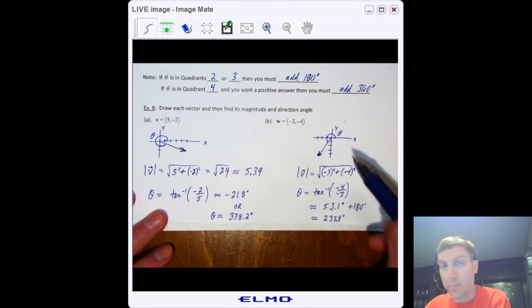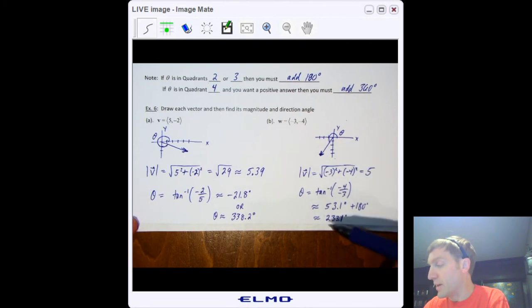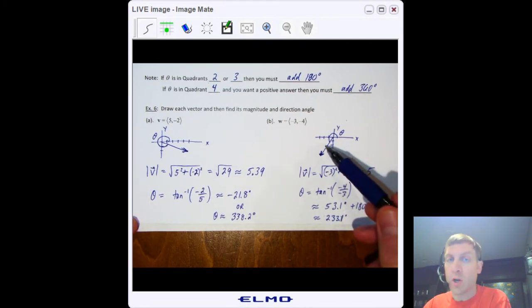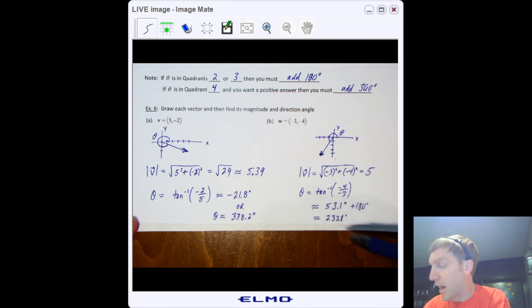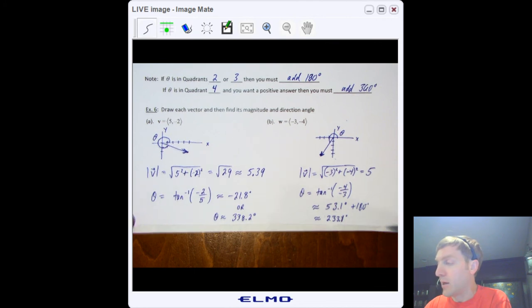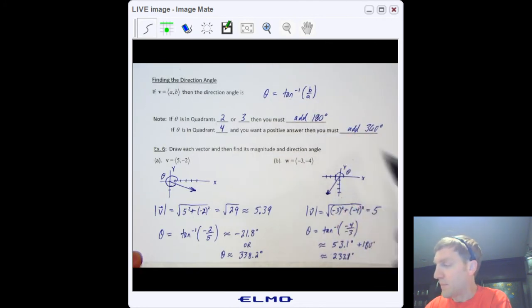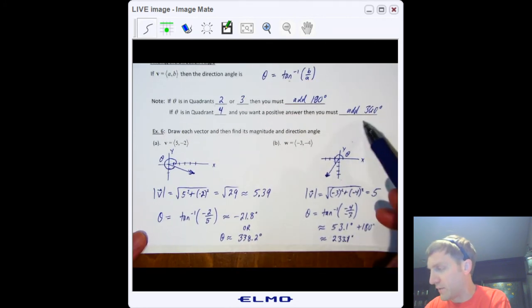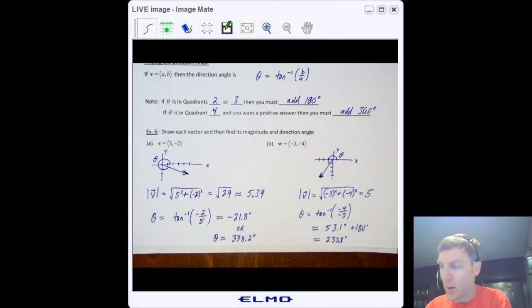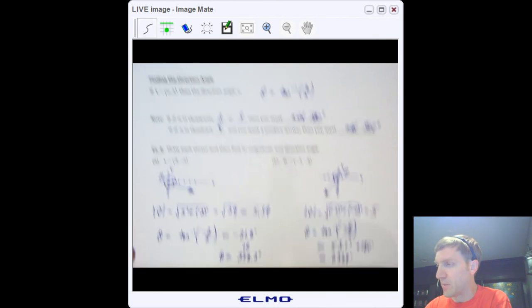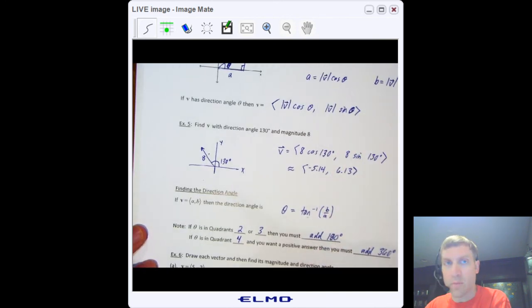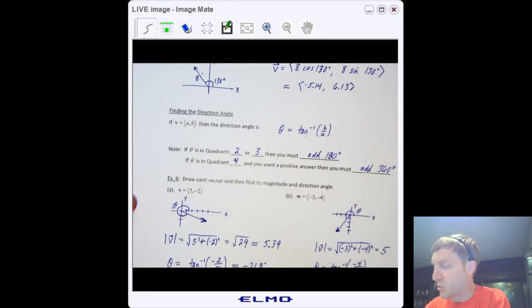So it's really, really important for you to draw these vectors. And when you get an answer, always make sure to look at the picture and see, does your angle match up with what quadrant it's in? If it doesn't, then you remember that you either have to add 180 if you're in 2 or 3, or if it's negative in quadrant 4, you want to make it positive again, you add 360. All right, so that is your next homework assignment, these two things: finding the component form of a vector and finding the direction angle.